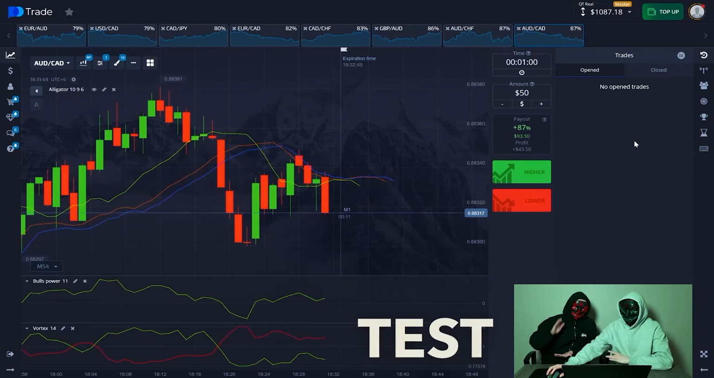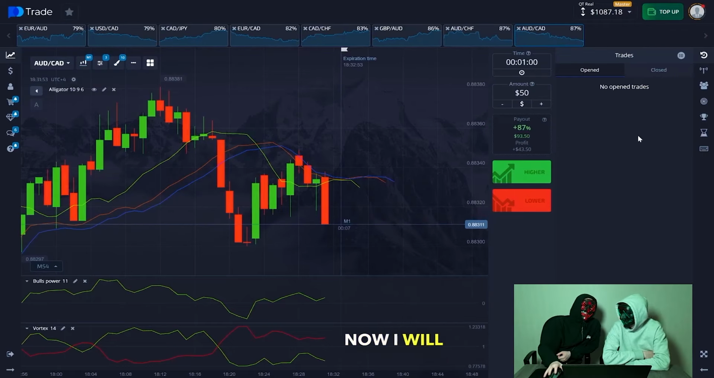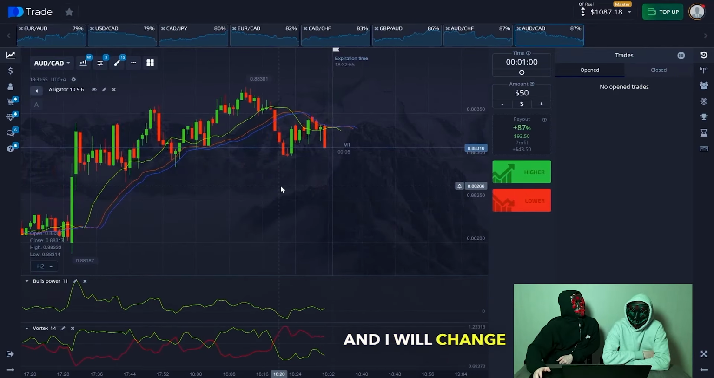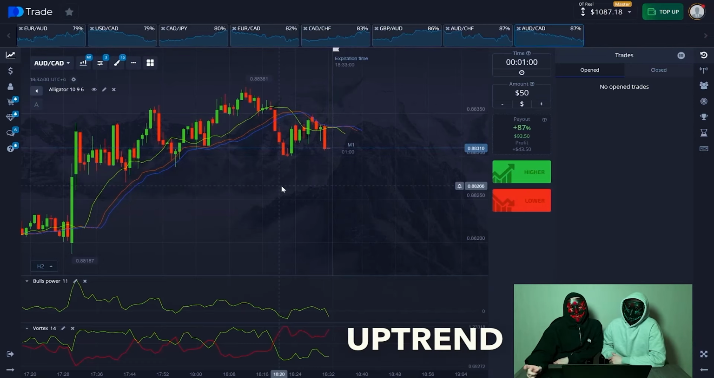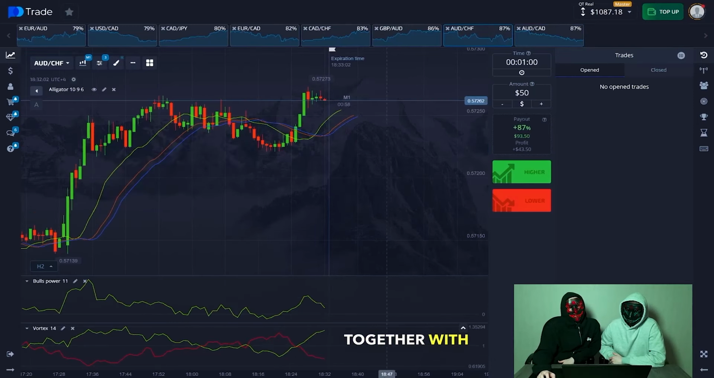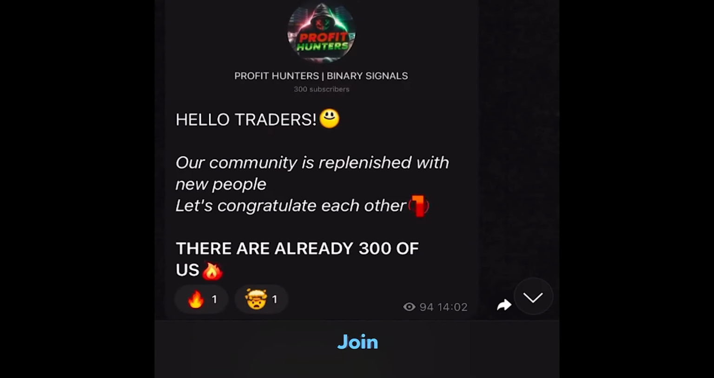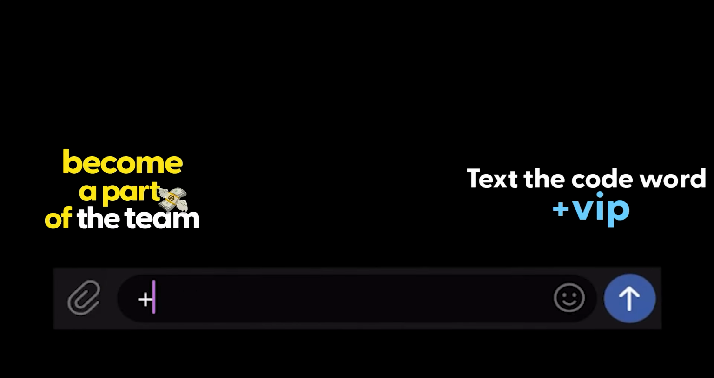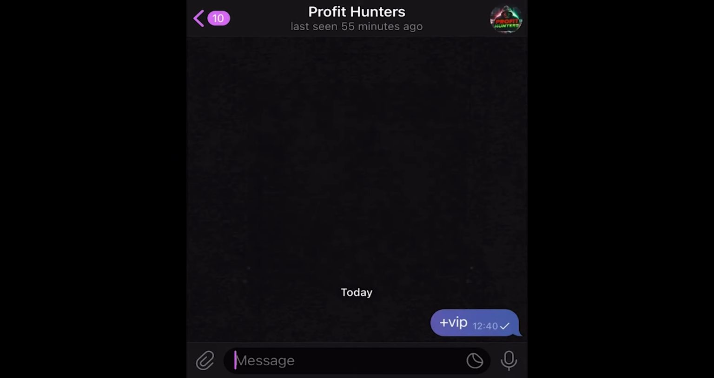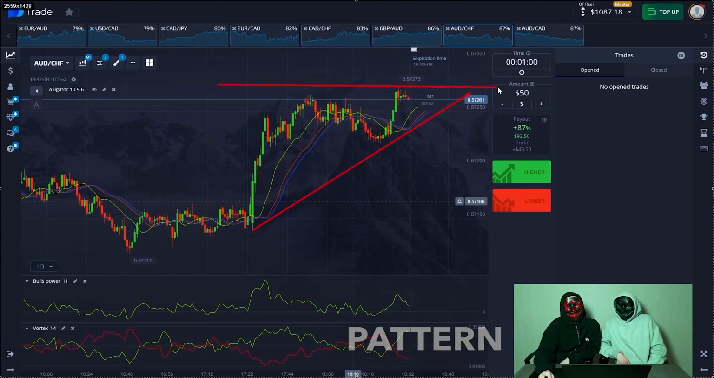We conducted a small test. The next trade will open red, a great deal, green. Now I will try to make good results and I will change the currency pair, Australian dollar, CHF, and we have a global uptrend. We will now draw, friends, together with you, the global trend, and the resistance area. We have a triangle pattern.